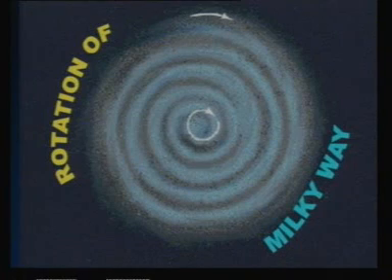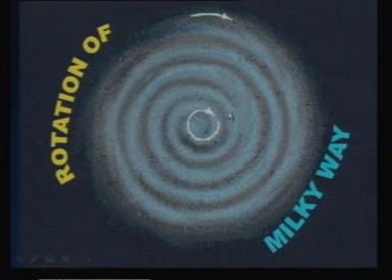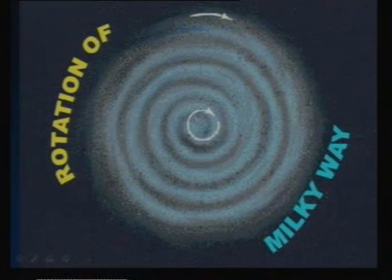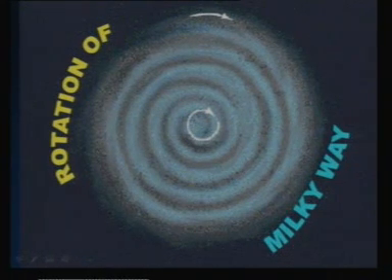That is why this rotation is called differential rotation. It is not a solid body rotation. All components are not rotating together, but different components are rotating independently of each other. This is what is known as differential rotation. And our galaxy is undergoing differential rotation.